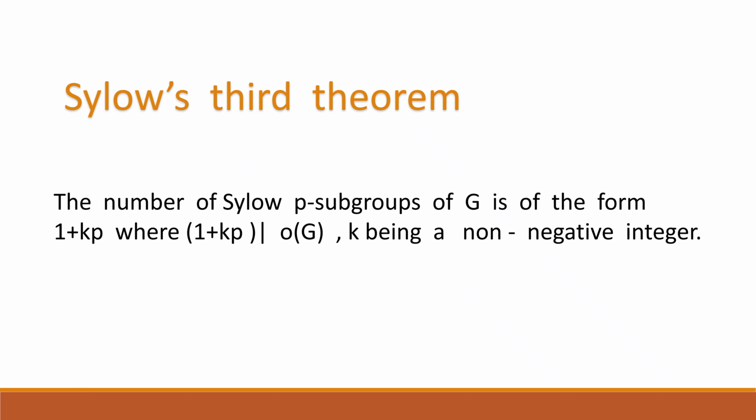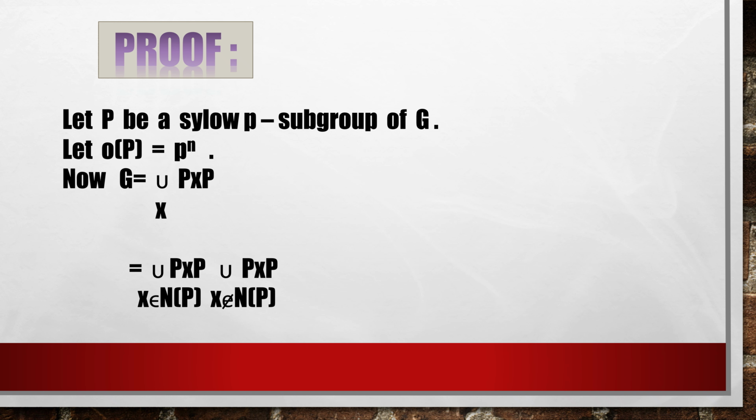Now we learn the statement of Sylow's third theorem, which says that the number of Sylow p-subgroups of G is of the form 1 plus kp, where 1 plus kp divides the order of the group, k being a non-negative integer. Now we will prove Sylow's third theorem. Let P be a Sylow p-subgroup of G. Let the order of P be p power n.